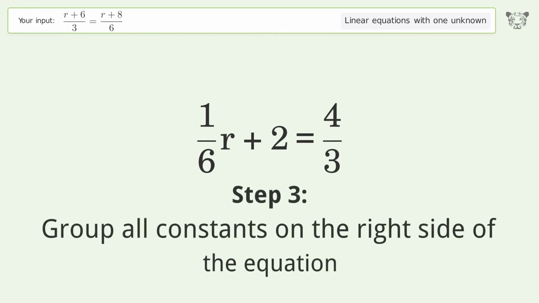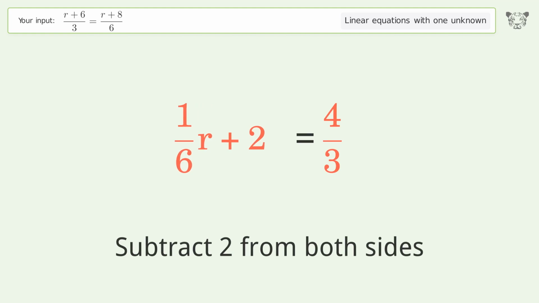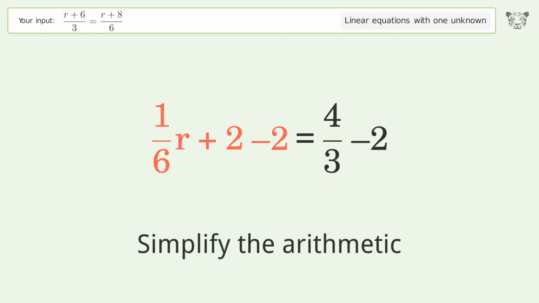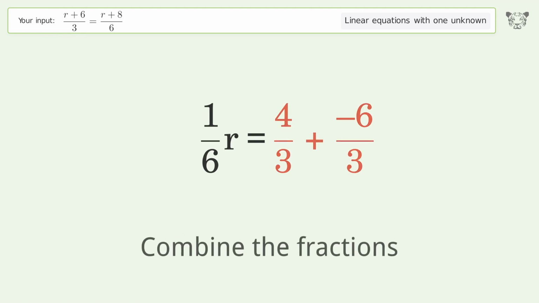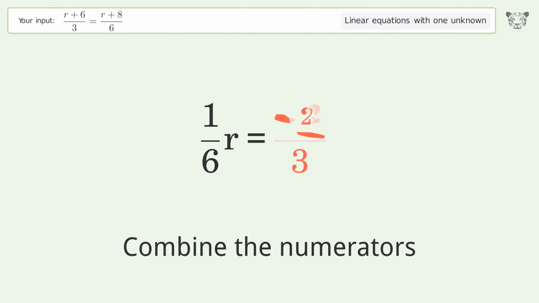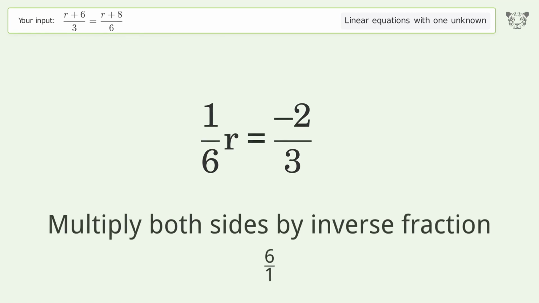Group all constants on the right side of the equation. Subtract 2 from both sides. Simplify the arithmetic. Convert the integer into a fraction. Combine the fractions. Combine the numerators. Isolate the r. Multiply both sides by inverse fraction 6/1.